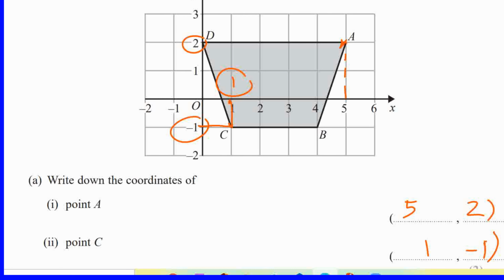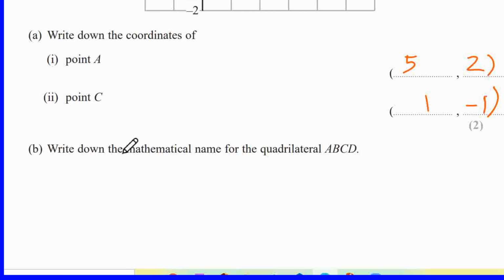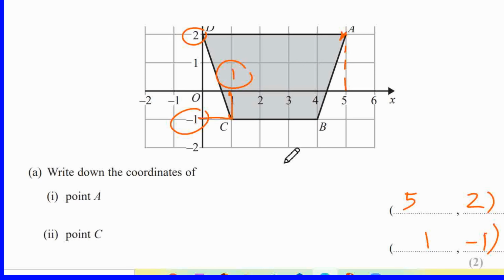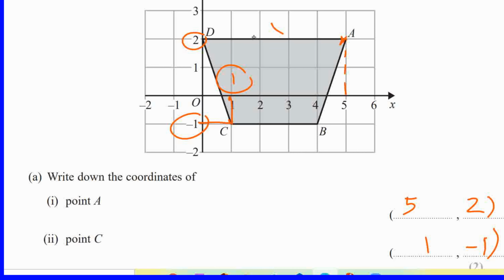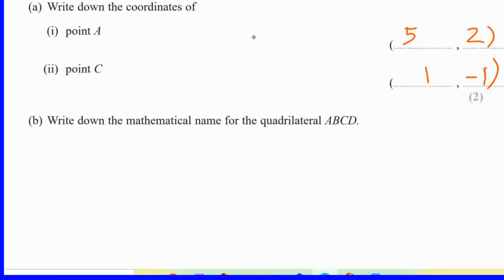Next will be question B. Write down the mathematical name for the quadrilateral ABCD. It has one pair of parallel sides, and this is definitely a trapezium.